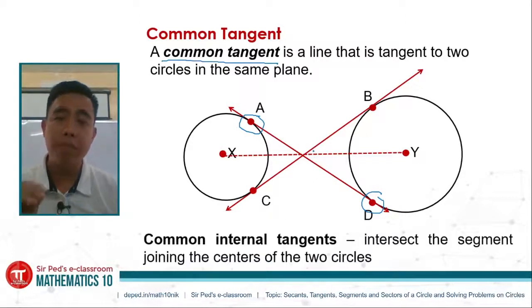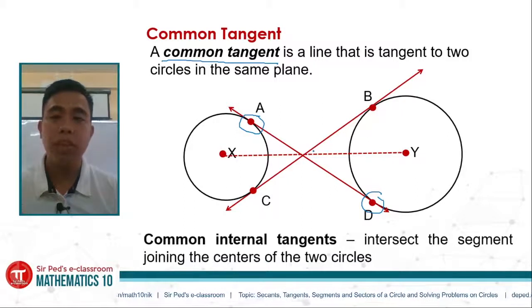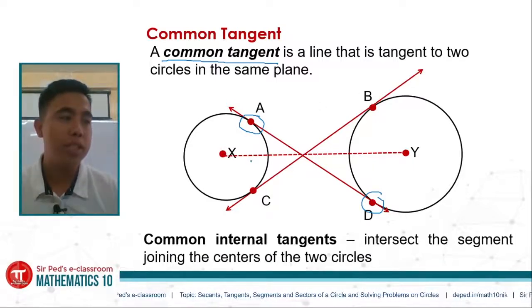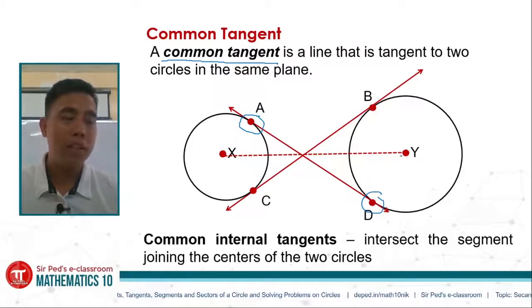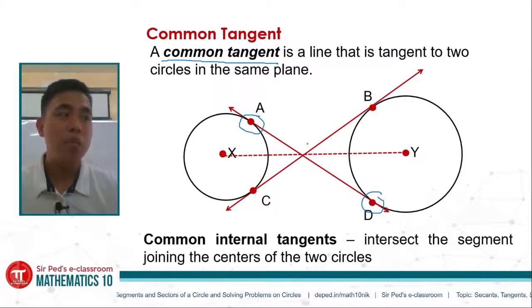To be more specific, it is called a common internal tangent if it intersects the segment joining the centers of the 2 circles. As you can see, we have here a dotted line or a dotted segment. If that common tangent intersects that line of centers, or the segment joining the centers of the circles, then we call that common tangent a common internal tangent.